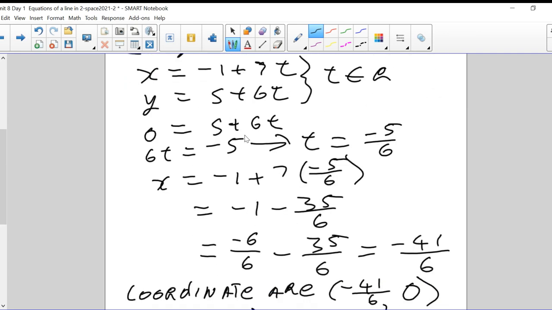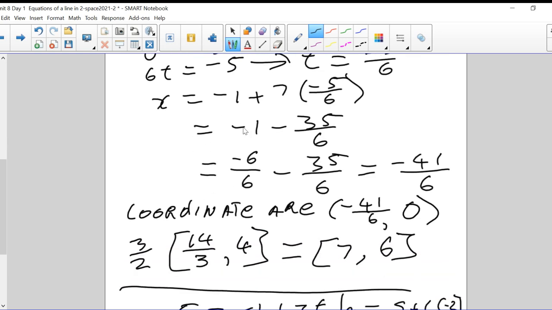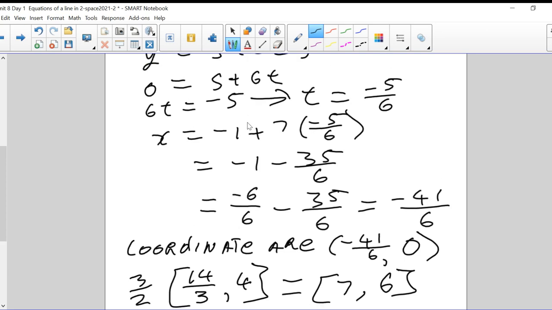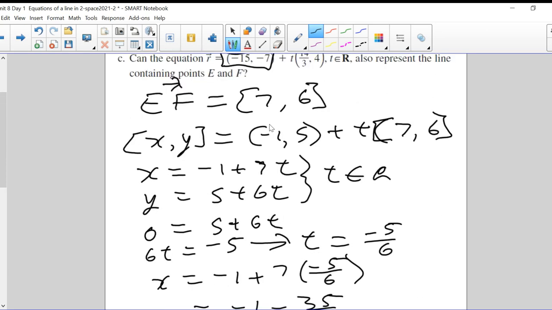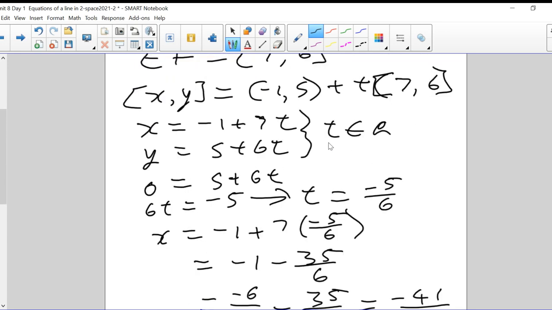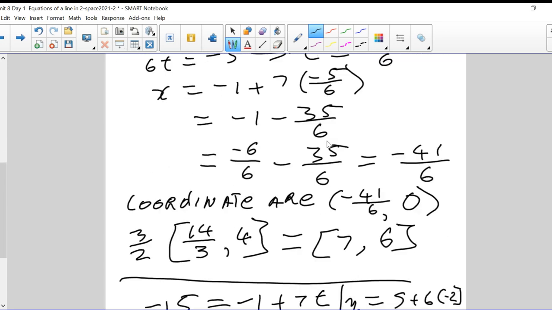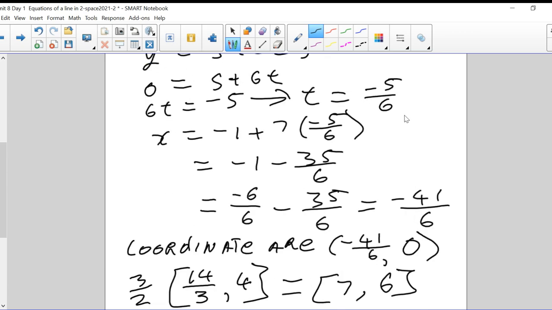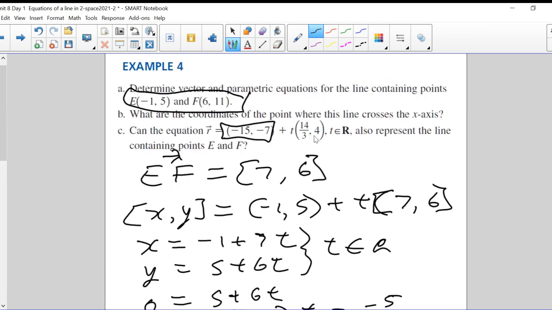The 3 over 2. Well, let me put it to you this way. Probably what he did is he took this 14 over 3 here and this 7 right here. If you were to divide these out, you probably get that 3 over 2. But I think the best way to do it is the following. Because all you're really trying to do, Irfan, is to establish whether these two things have the same basic vector. So this is 7 and 6. This one is 14 over 3 and 4.